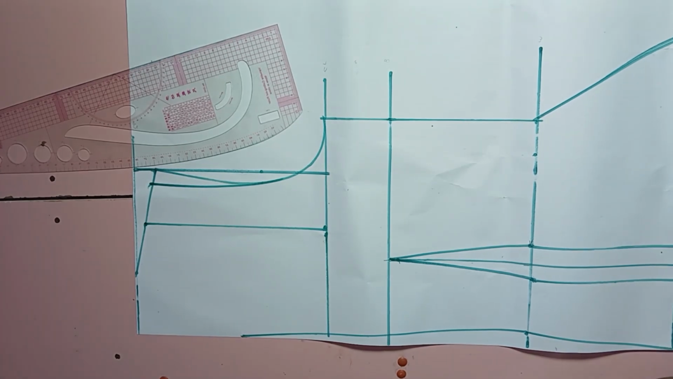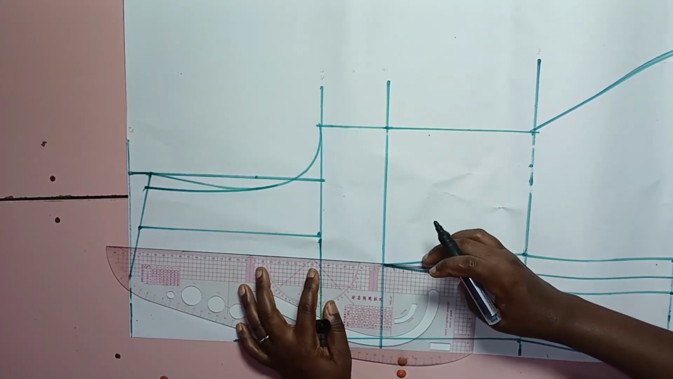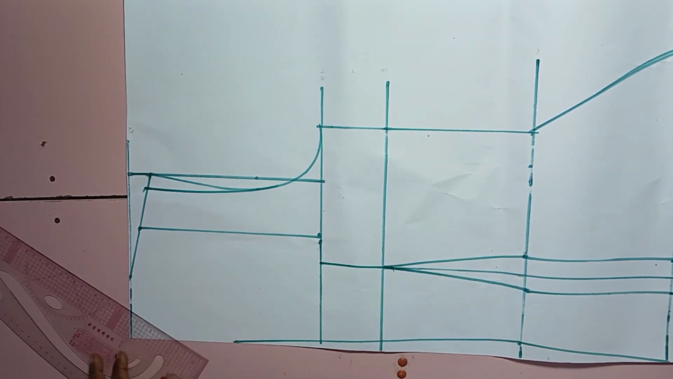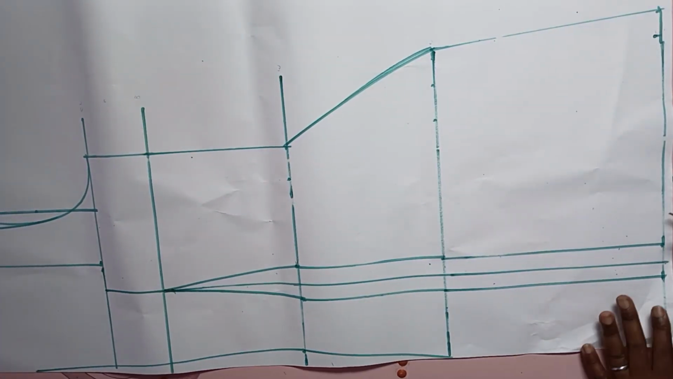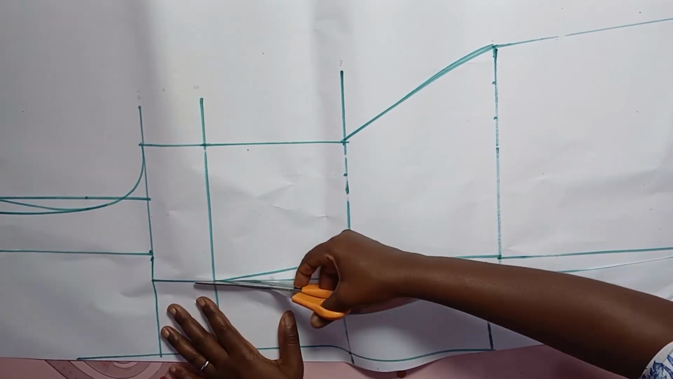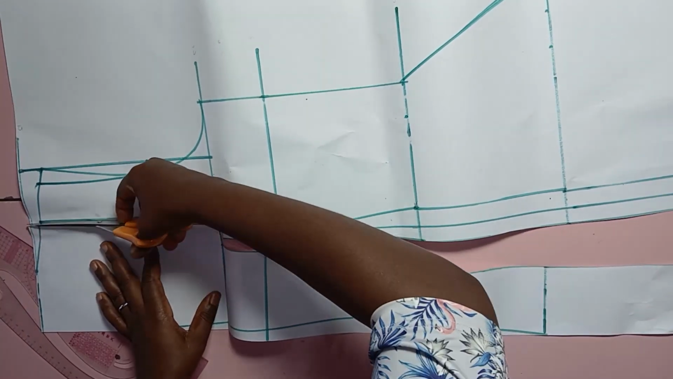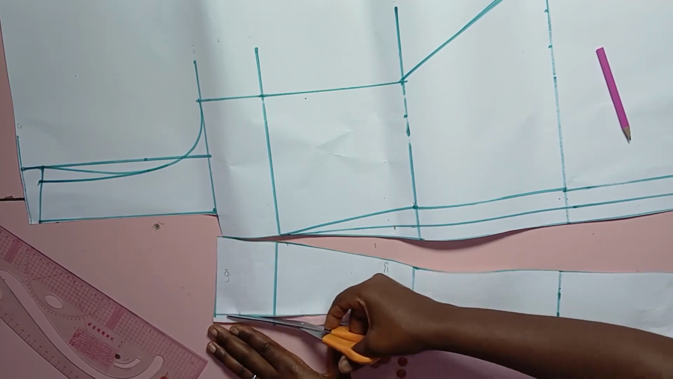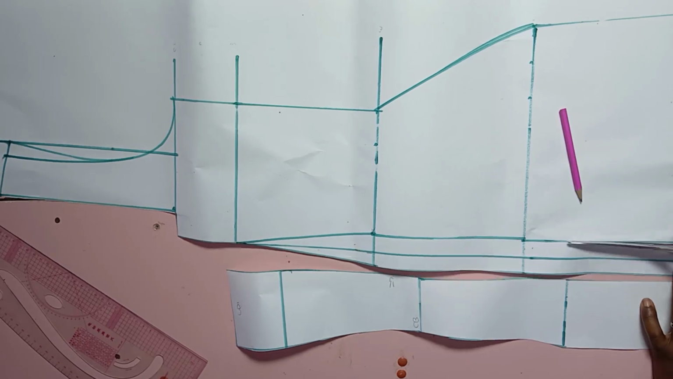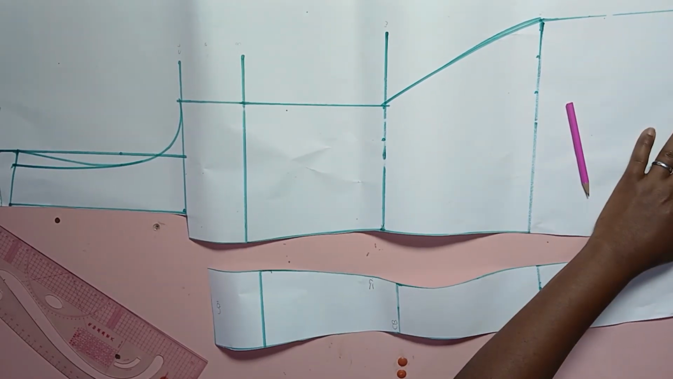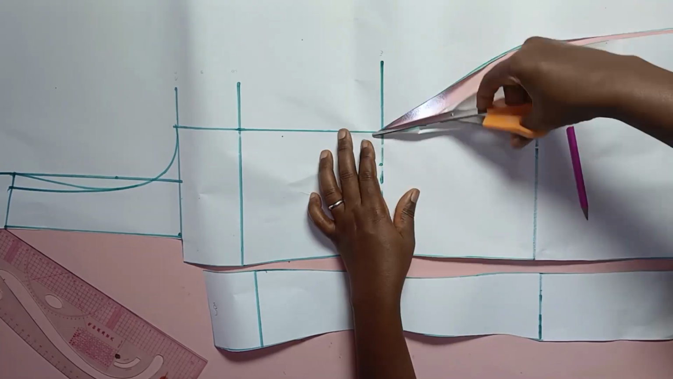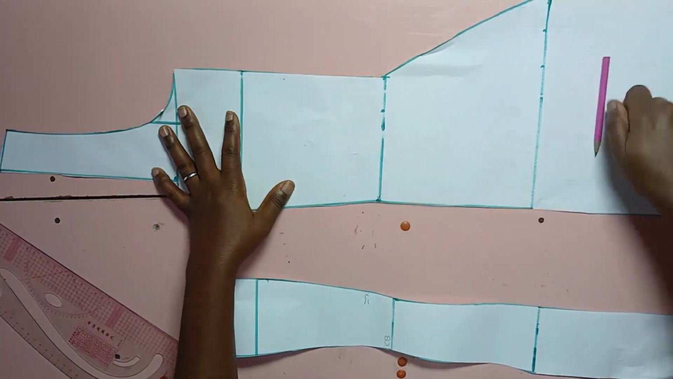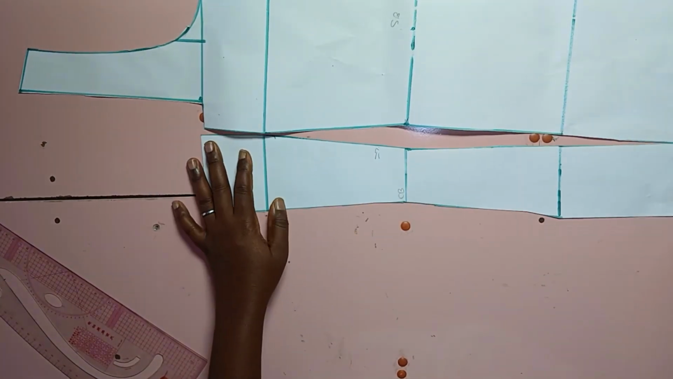So now that we are done with this, I also want the dart to be a cut through dart. So I'll just have this. For the back, there's no need for any piping. So once you have this now, you go ahead to cut out the piece. So this is what we have for the back.